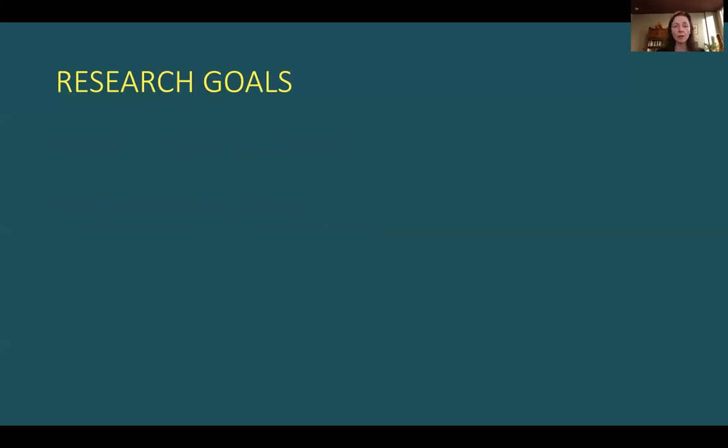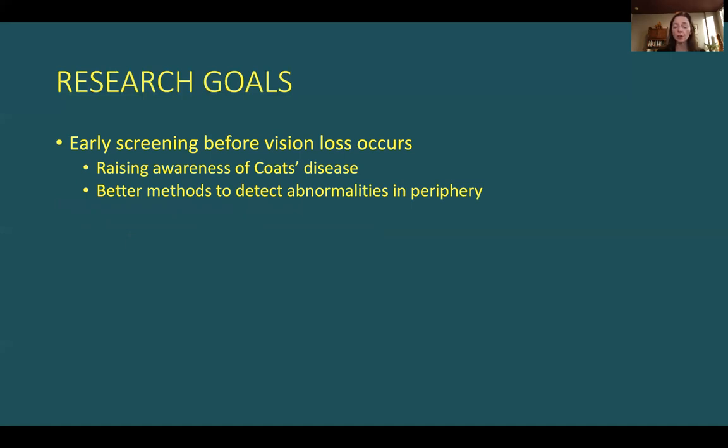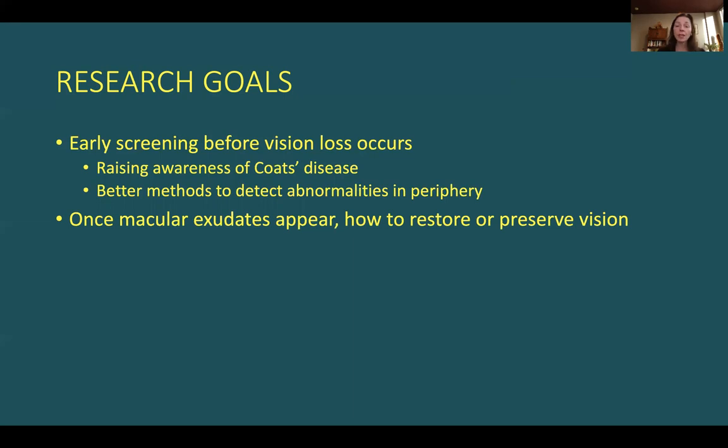These are certainly not all of them, but early screening before vision loss occurs would be important, and raising awareness of Coats disease, as well as determining better methods to detect vascular abnormalities in the peripheral retina before macular exudates occur. Once macular exudates appear, it would be nice to understand ways that we can prevent them from causing scar tissue and reducing visual acuity in the macula. Better treatments for the vascular lesions would be helpful, so that we don't need to treat with laser, which often requires placing a child under anesthesia.